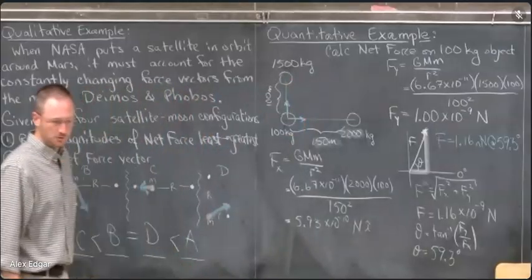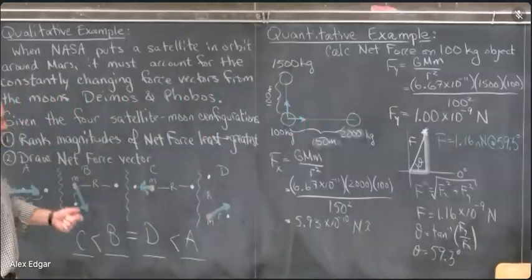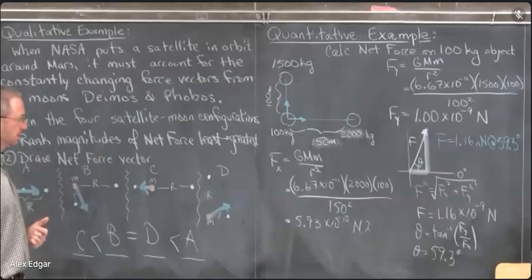So the net force we would write as 1.16 nanonewtons, and you can write either times 10 to the minus 9th newtons or nanonewtons, they mean the same thing, at 59.3 degrees.